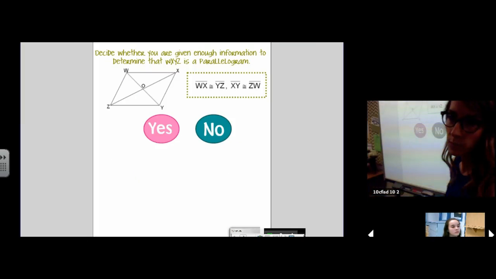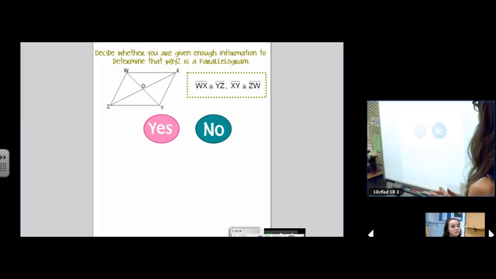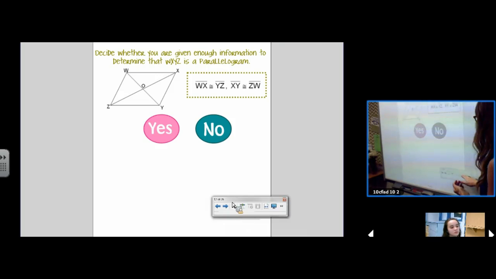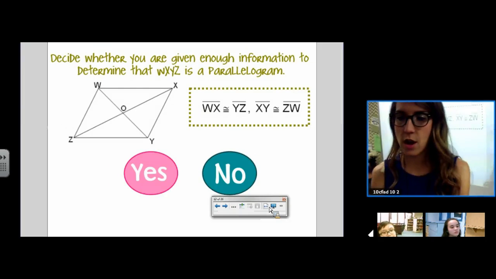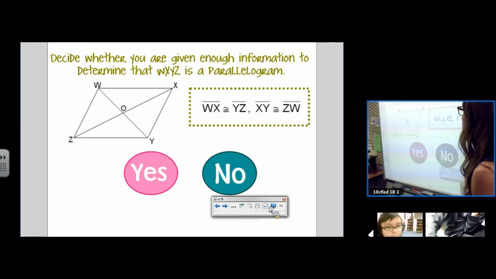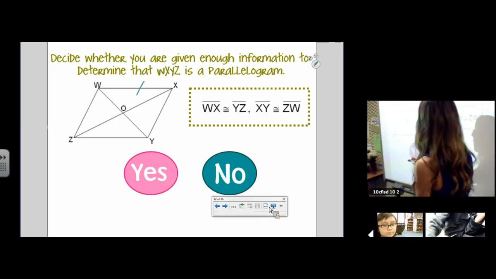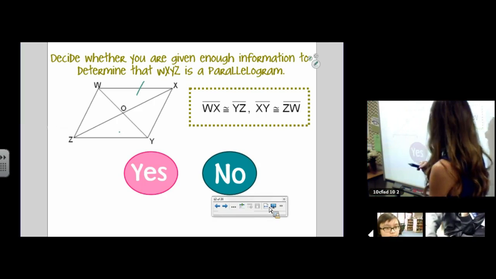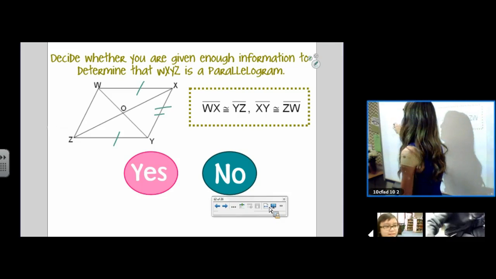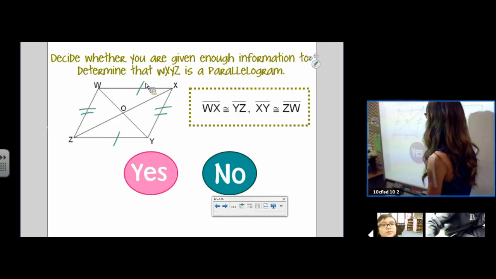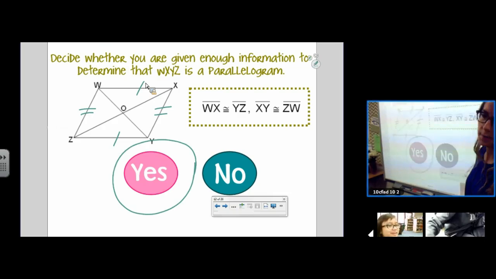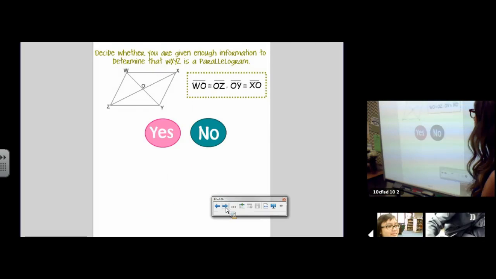Cool. Lots of practice problems. Decide whether you are given enough information to conclude that the quadrilateral is a parallelogram. Yes or no? All right, this one says WX is congruent to YZ, and XY is congruent to WZ. Is that a parallelogram? Of course. Both pairs of opposite sides are congruent. Next one.